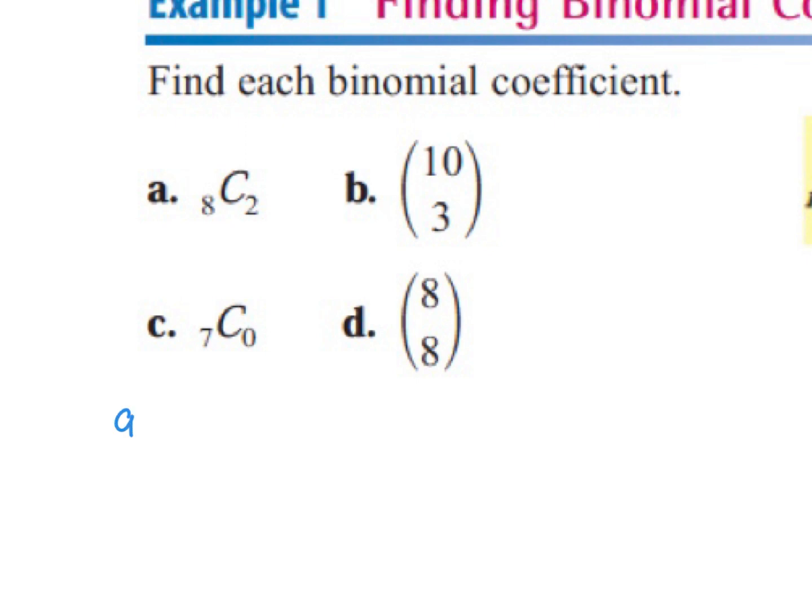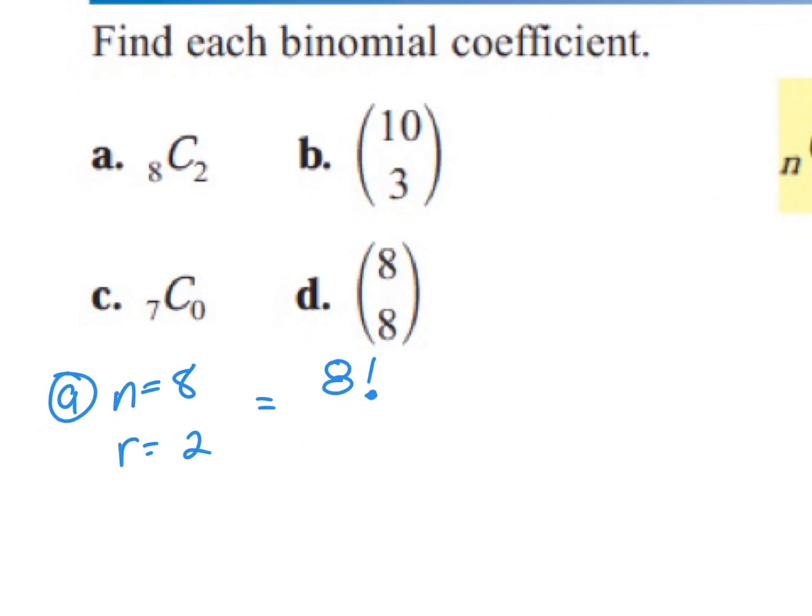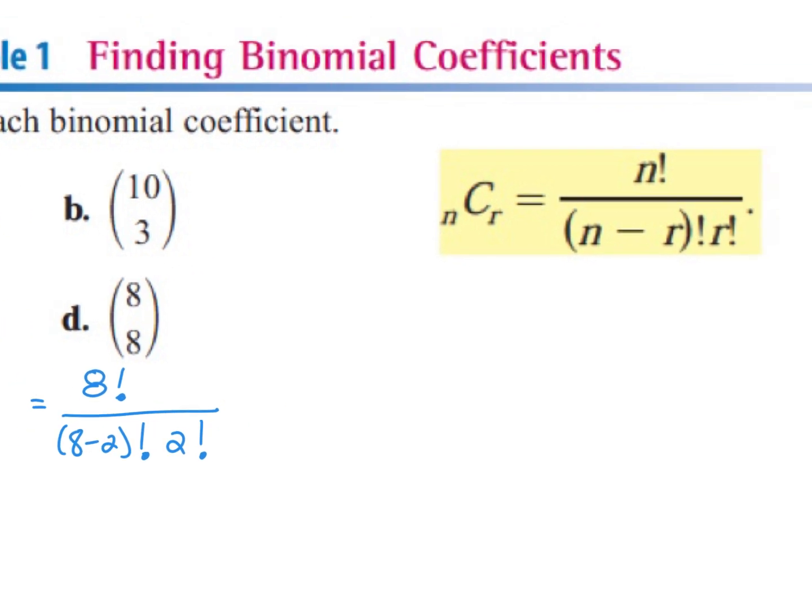So letter A. The first thing I like to do is identify my N and my R. What's your N value? 8. What's your R value? 2, right? This is what I need to see on your quiz. This is what I need to see on website. So your formula, when you fill it in, it's 8 factorial, the N value factorial, over 8 minus 2 factorial times 2 factorial. It's N minus R factorial times R factorial.